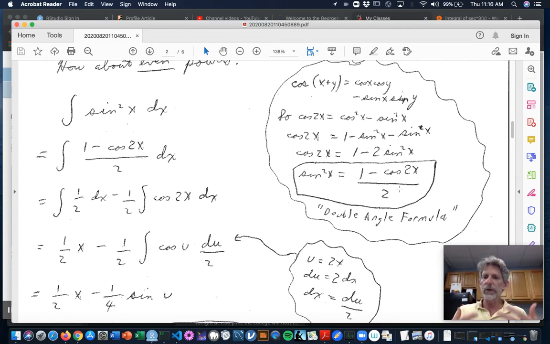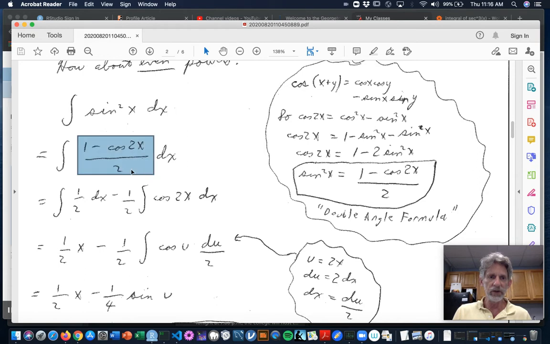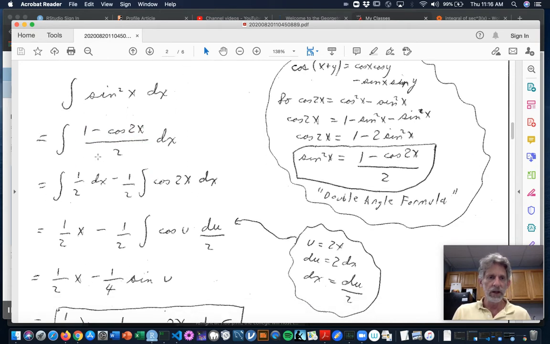There's one expressing sine squared in terms of cosine 2x. There's another one that expresses cosine squared in terms of cosine 2x that we'll meet in a minute. But my idea is to make this trigonometric substitution, replace the sine squared x with the 1 minus cosine 2x over 2. We could break this fraction up into the two pieces, 1/2 minus 1/2 times the cosine of 2x.